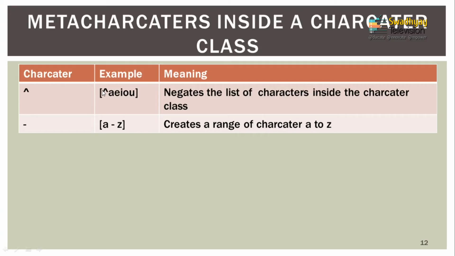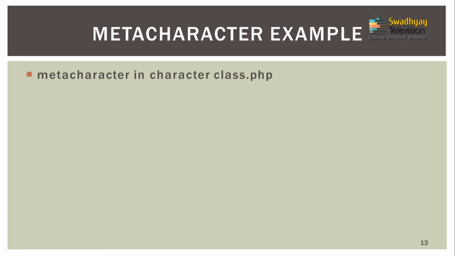If the caret symbol is outside square brackets, then it has a different meaning. It represents that the caret character should be the first character of your pattern, but within the square brackets it negates the list of characters. The hyphen symbol is used to create a range of characters, A to Z. So if I write in square brackets A hyphen Z, that means A, B, C, D, E, F, G up to Z, all the small letters. These are the meta characters inside a character class.